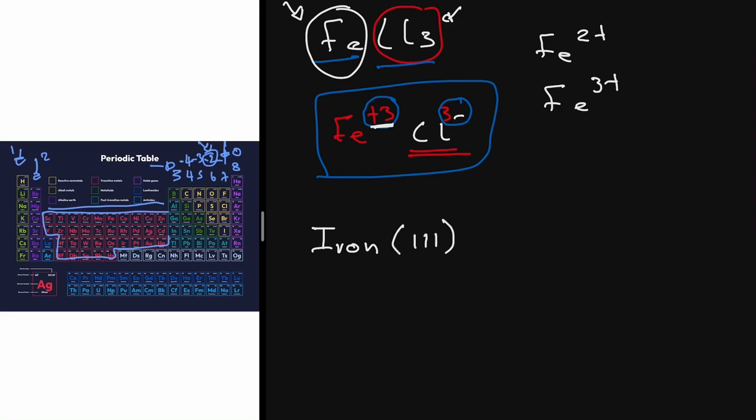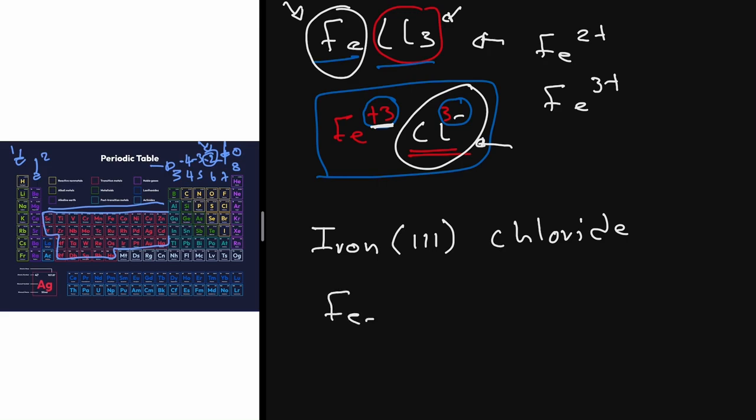And therefore, if we label the second part, which is a non-metal, we're just going to name it. But now, remember, the ending is just going to change to -ide. So this is chlorine, but now this is going to change to chloride. So the name of this compound here is actually iron 3 chloride. We can also have a different type of compound, which is Fe2O3.